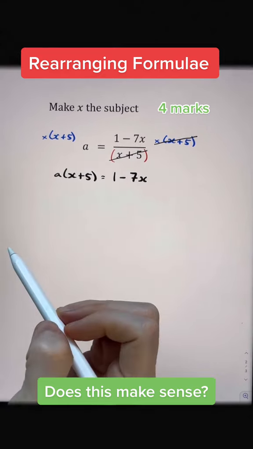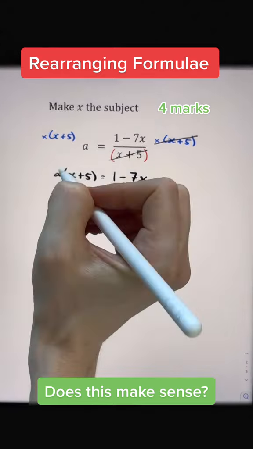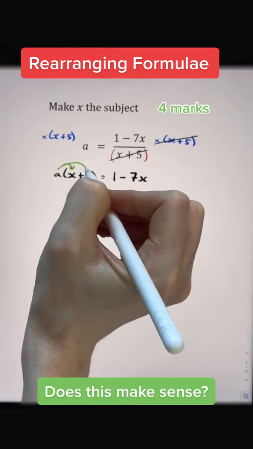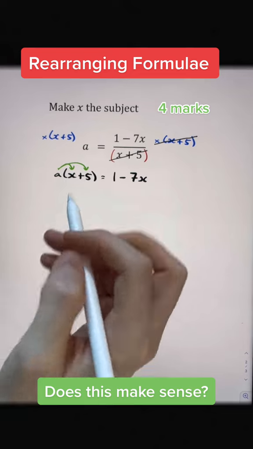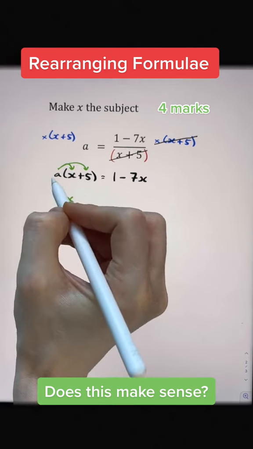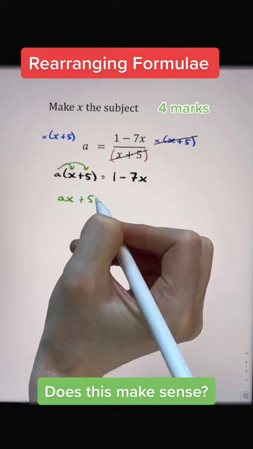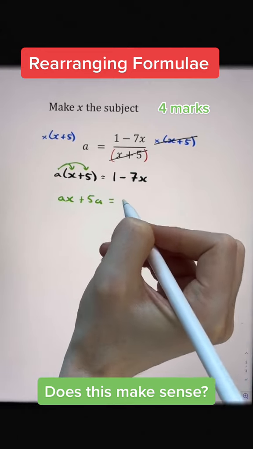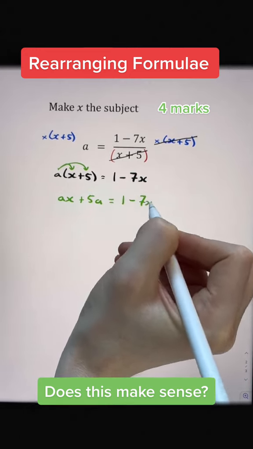Expanding out my single bracket on the left-hand side of my equation, whatever is directly outside a single bracket, you multiply by each term directly inside. A times x will give us ax, and a times positive 5 will give us plus 5a. On the right-hand side, I've still got 1 minus 7x.